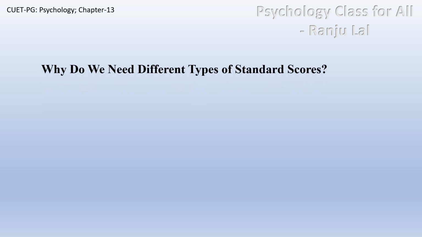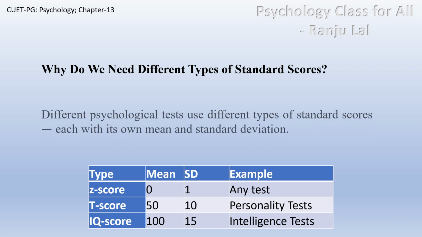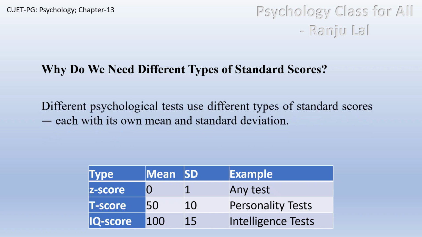Now the question is, why do we need different types of standard scores? Different psychological tests use different types of standard scores, each with its own mean and standard deviations. These scales make interpretation simpler for test users and help to maintain consistency across different testing systems.